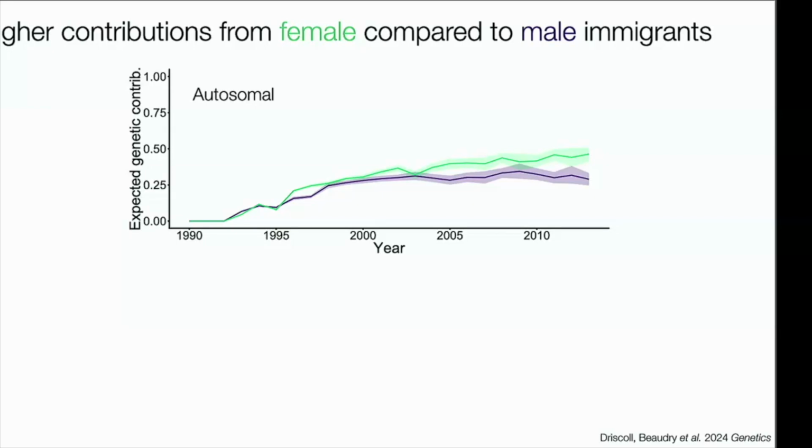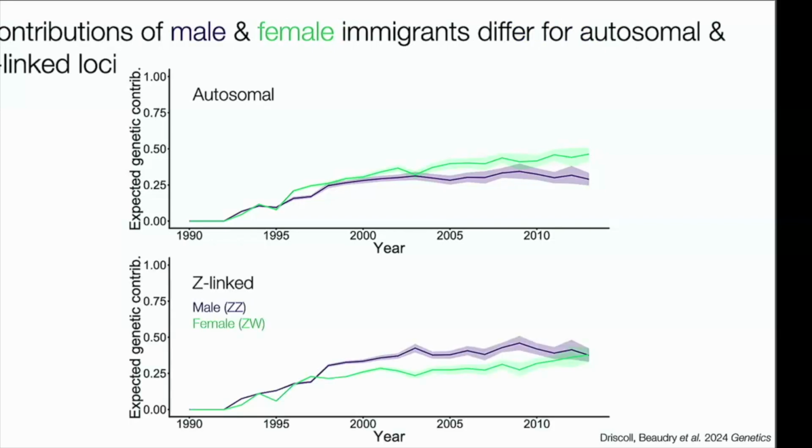Birds have ZW sex chromosomes, so females are the heterogametic sex: they have one copy of the Z and a W, and males are ZZ, and they transmit their Z chromosome to all of their offspring. So we did simulations to look at contributions of female and male immigrants to the Z chromosome. And you can see that males here have a higher expected genetic contribution than females. This is a nice indication of how the sex of the immigrants may have different effects across the genome, because they will have differential contributions to different regions of the genome.